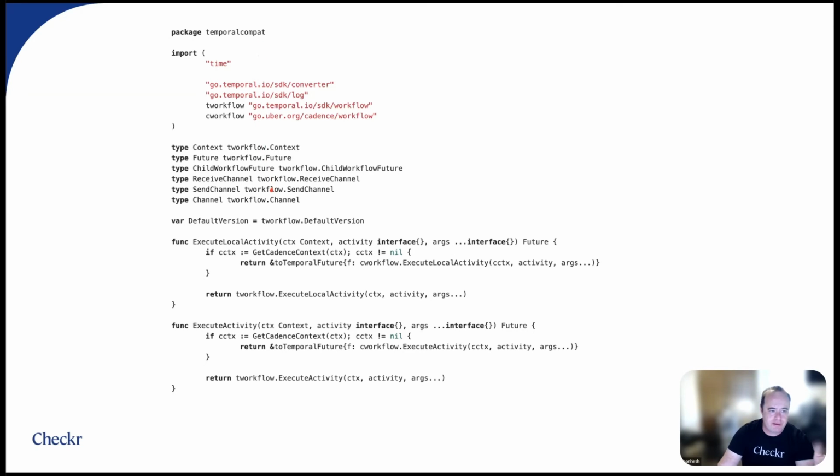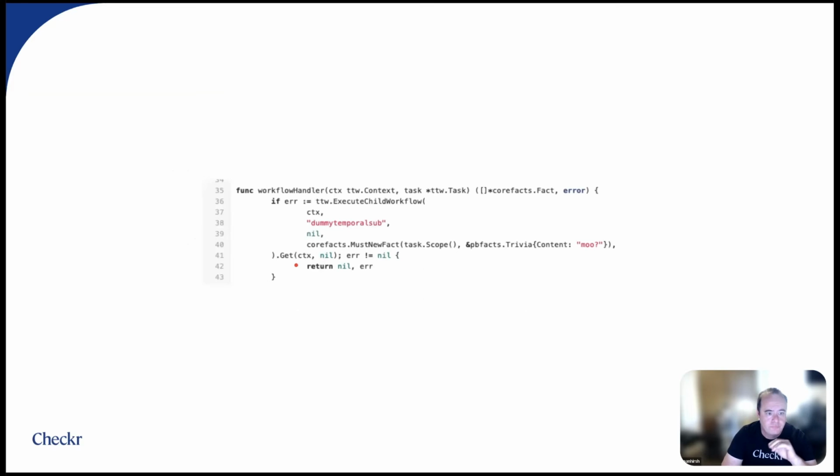compatibility layer. By the way, if anyone is interested in using such a thing, let me know, I might share the code. We do execute local activity, and if the actual context is a Cadence context, we're using Cadence to execute the local activity and return this as a temporal future, and it works great.